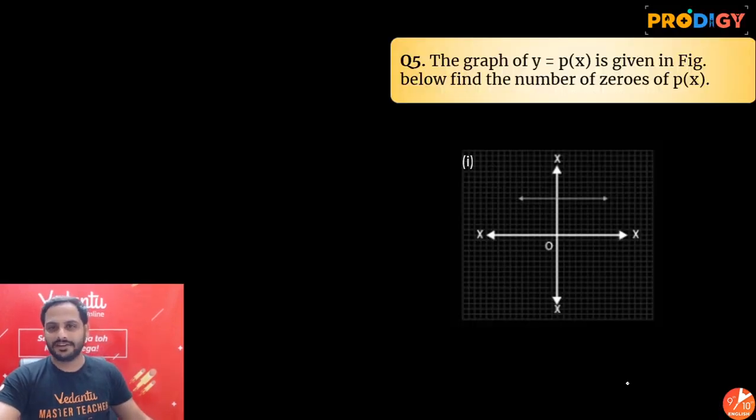And these questions are very easy. Next question. The graph of y equal to p(x) is given in the figure below. Find the number of zeros of p(x).